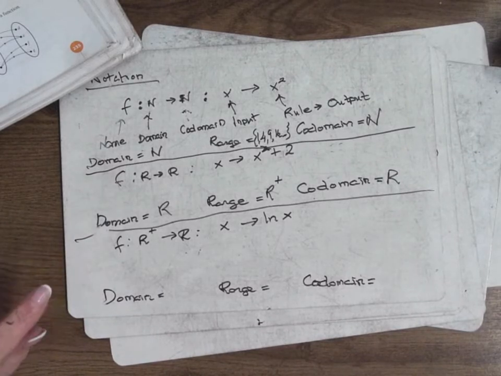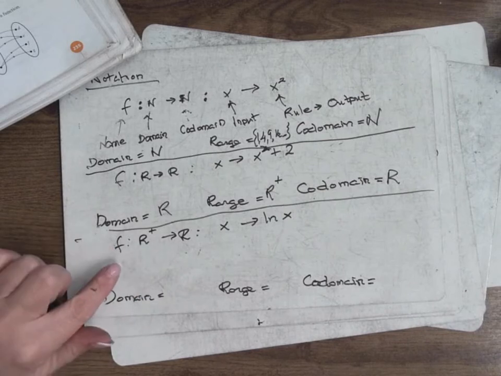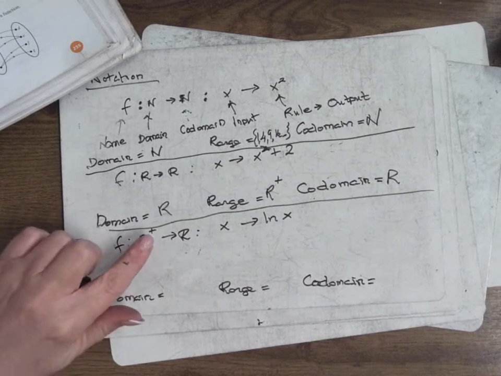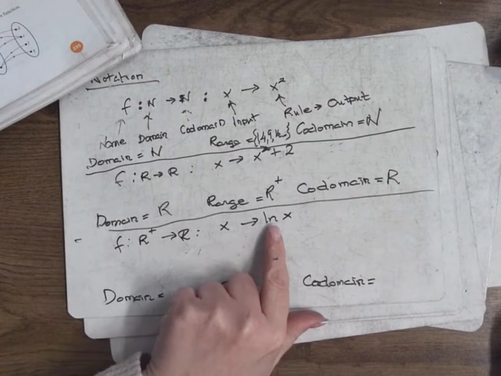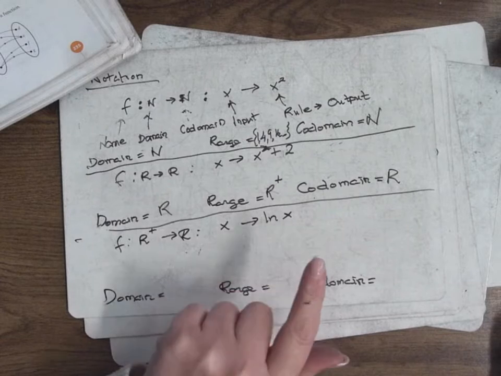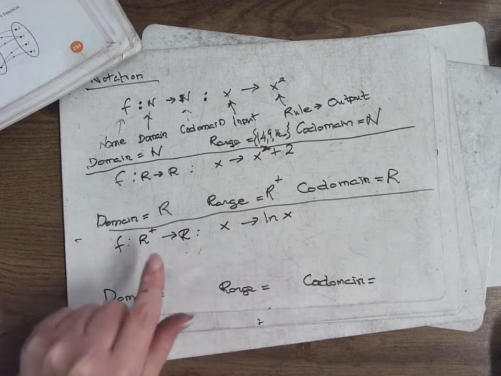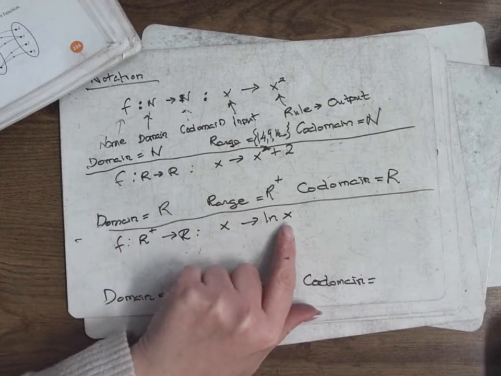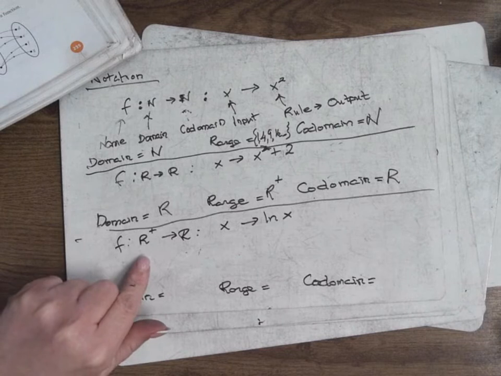The last one is where I was going to explain what R positive means. F is the name of the function. R positive means you're only allowed to put in positive real numbers. And the reason for this is because the function is ln x, log to the base e of x, and you can't get the log of a negative number. So if you try to put in negative numbers, the log of a negative number doesn't exist, so it's not a function. So you're only allowed to put in positive numbers.